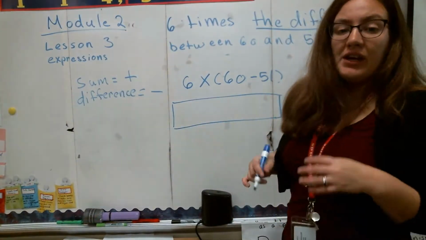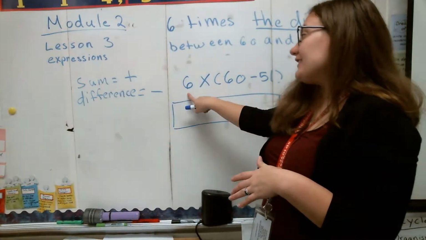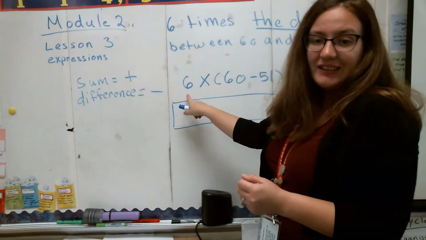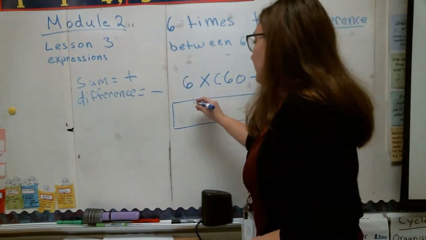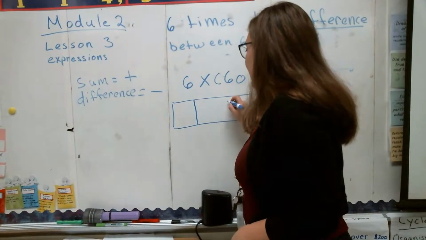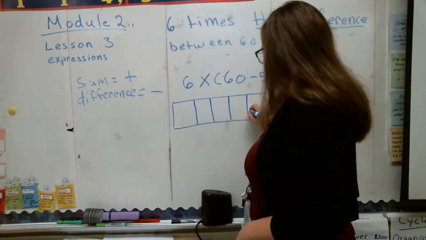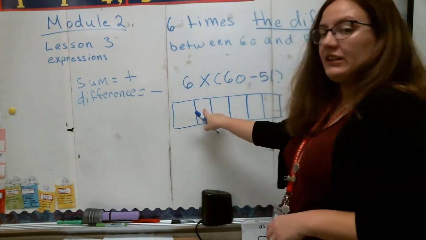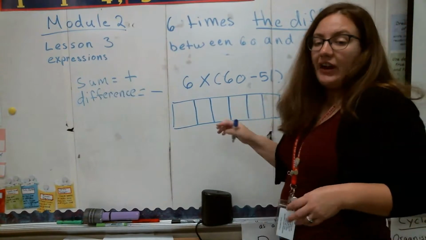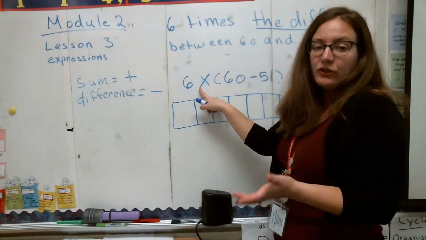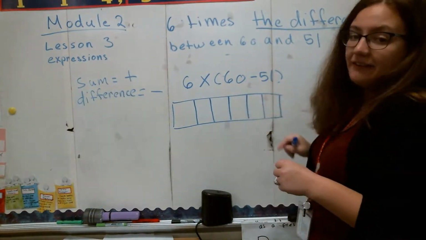Except this time, how many groups do you think I'm going to have? If I have 6 times, I can also think of this as 6 groups of, and if I have 6 groups of, I'm going to split my tape diagram into 6 different parts. So I have 1, 2, 3, 4, 5, 6. So I have 6 groups right now, but I have 6 groups of what? Well, I have 6 groups of the difference between 60 and 51.